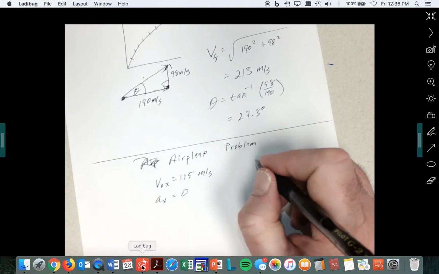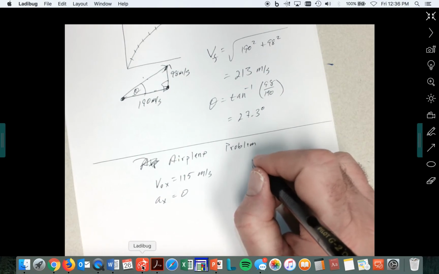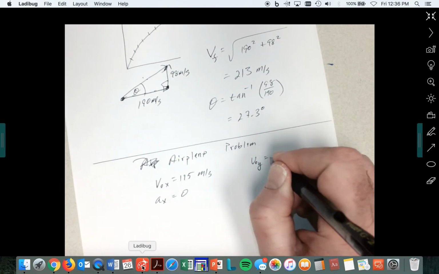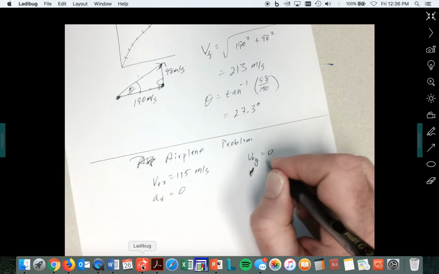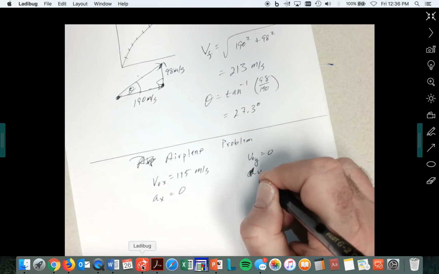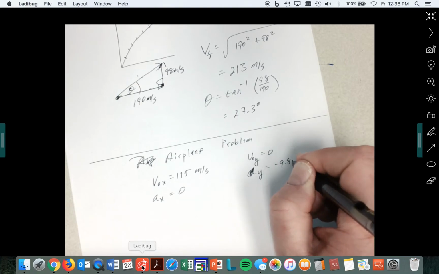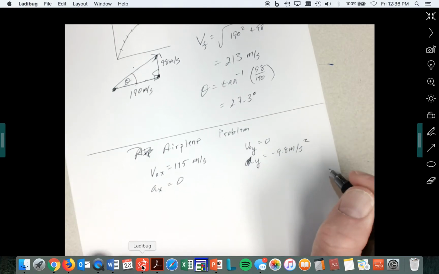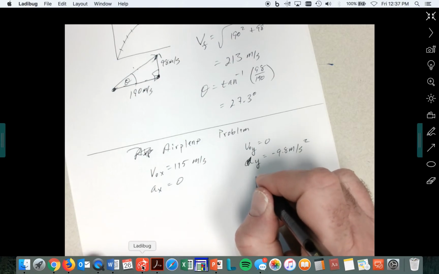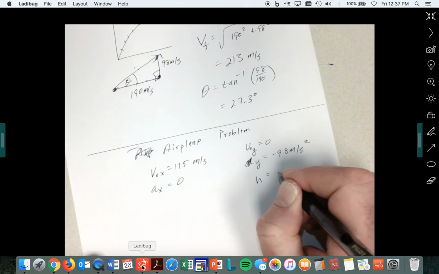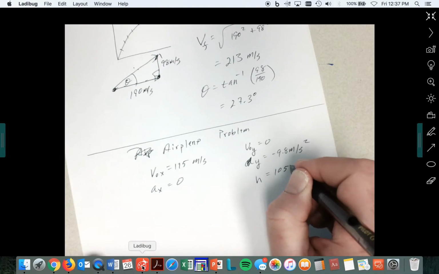All right. We know that the package had an initial velocity in the x direction of 115 meters per second. I know that the acceleration in the x direction is equal to 0. And I also know this stuff in the y direction. The initial velocity in the y direction is equal to 0. I know that the acceleration in the y direction is equal to negative 9.8 meters per second squared. I know that the height that it was dropped from was 1,050 meters.